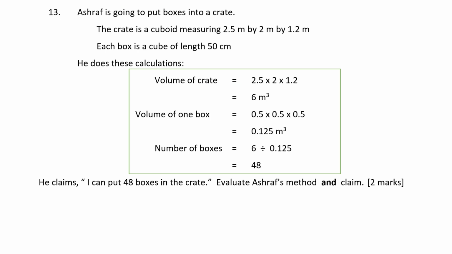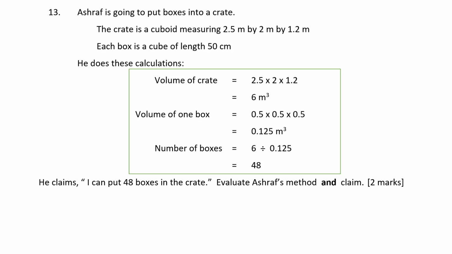Question 13. Ashraf is going to put boxes into a crate. The crate is a cuboid measuring 2.5 meters by 2 meters by 1.2 meters. Each box is a cube of length 50 centimeters. He does these calculations. Volume of the crate is 2.5 times 2 times 1.2 is 6 meters. Volume of one box is 0.5 times 0.5 times 0.5 equals 0.125. Therefore, the number of boxes is 6 divided by 0.125, and that's 48 boxes. He claims I can put 48 boxes in a crate. Evaluate Ashraf's method and claim.